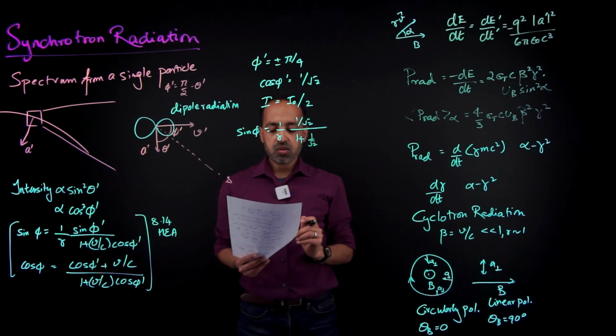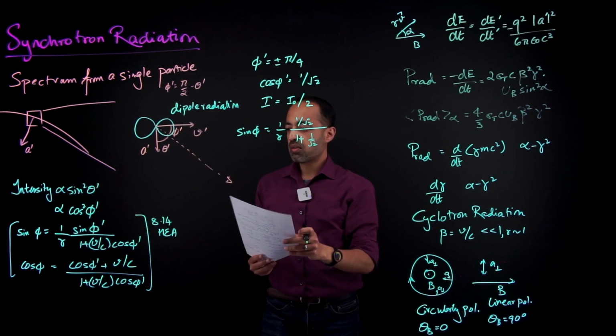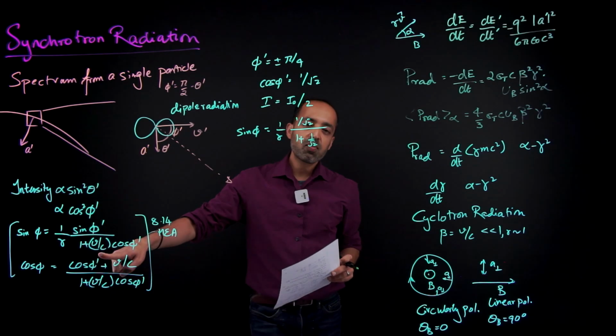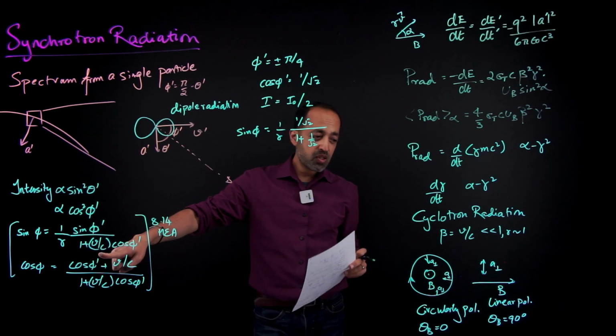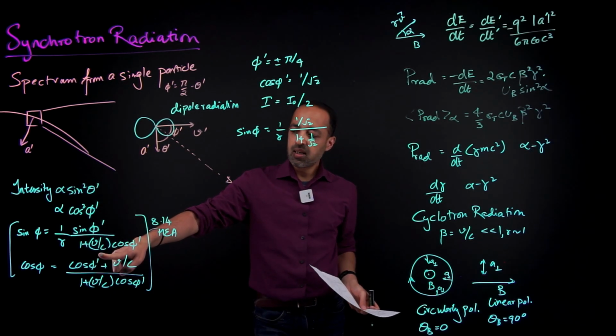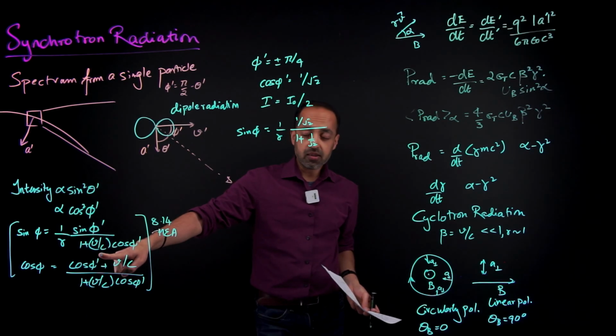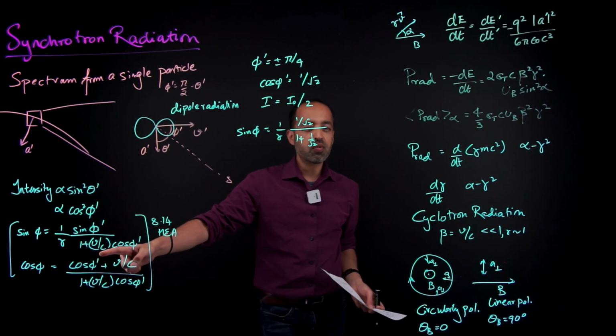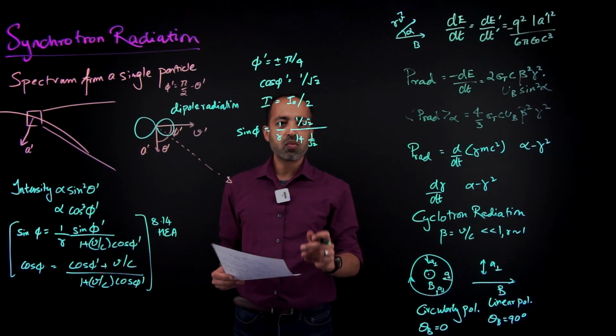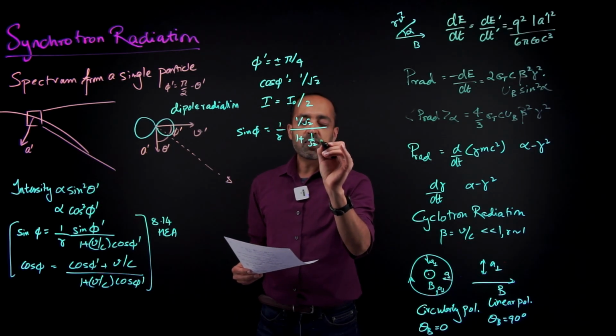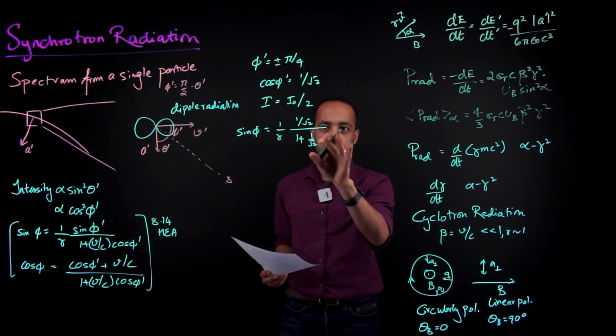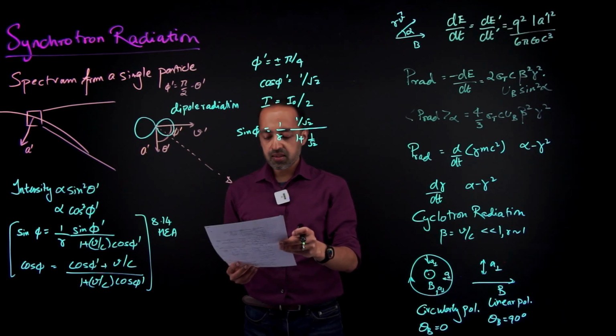I'll get back to the v over c. If we assume that the particle is moving very fast, which for all of our purposes actually will be the case, we'll talk about ultra-relativistic particles, then this v over c is going to be of the order of 1. This beta is going to be of the order of 1. So I'm setting that v over c to be 1 just for this exercise. So what does this give us?